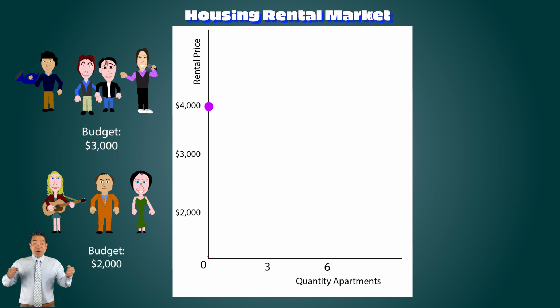Okay, so if the rental price of apartments in this market is $4,000, nobody can afford it, nobody's going to rent an apartment. If the price is $3,000, there's going to be 3 parties that are going to be willing to shell out that money to rent an apartment. And at a price of $2,000, there will be 6 different parties willing to rent an apartment.